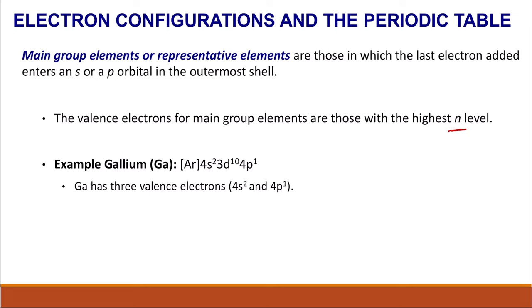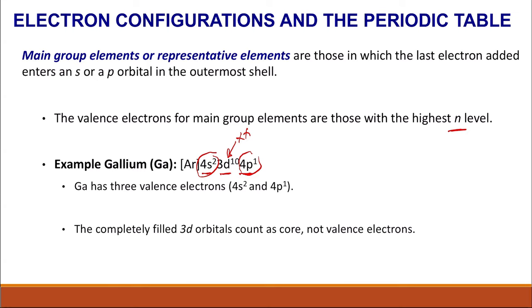An example of that is gallium. If you look at the electron configuration of gallium, there is argon and then 4s2, 3d10 and 4p1. We know that the 3d has higher energy than the 4s. However, the valence electrons here are the ones in the s and p orbitals, not the ones in the d orbital. Gallium has only three valence electrons. The 10 electrons in the d subshell are counted as core electrons, not as valence electrons.